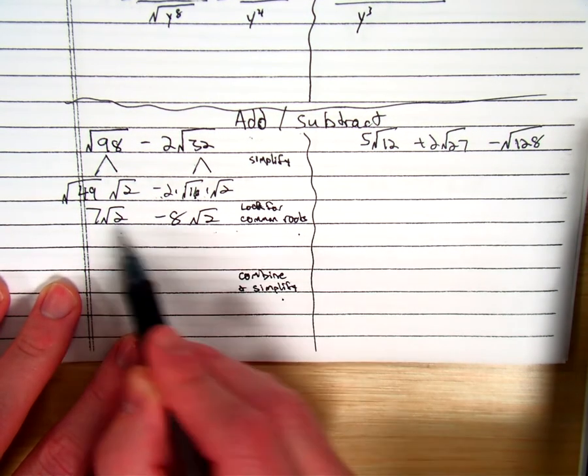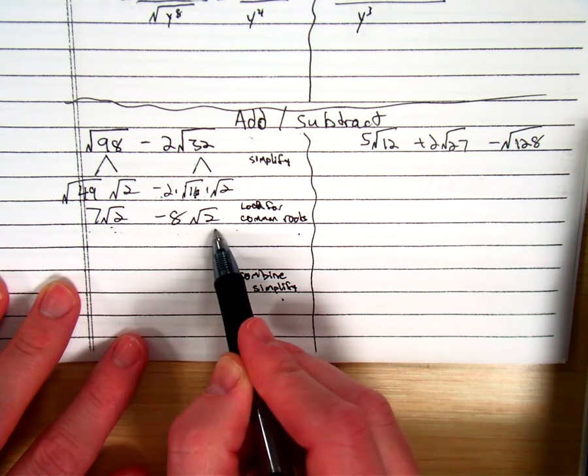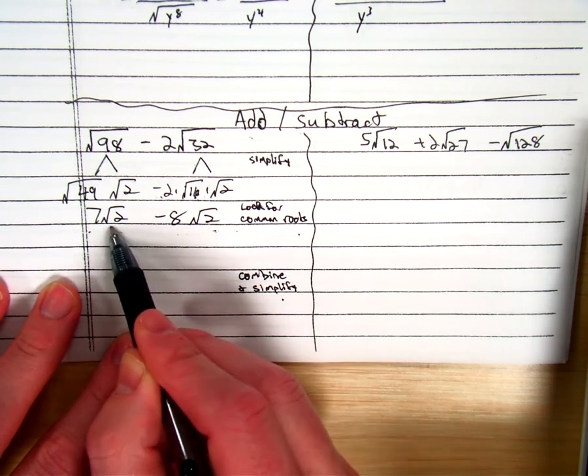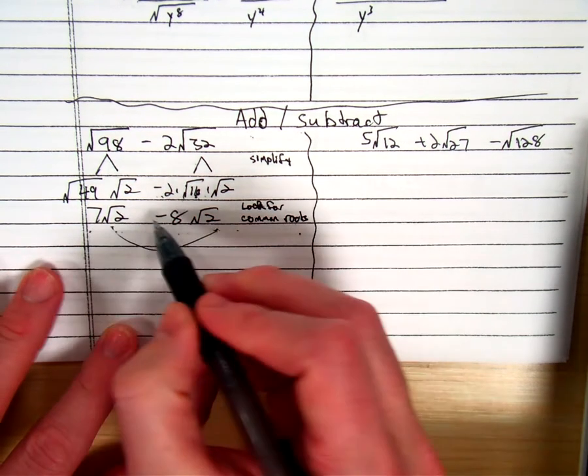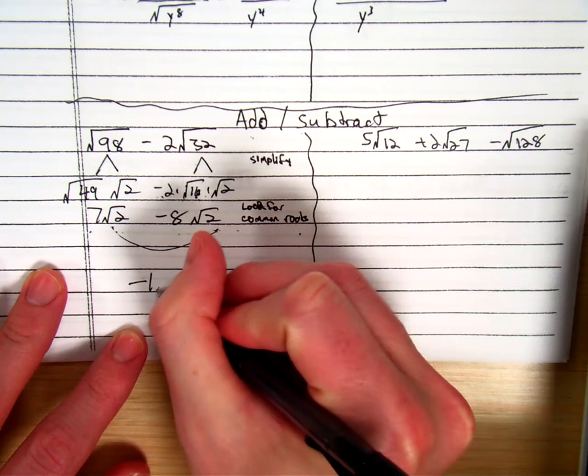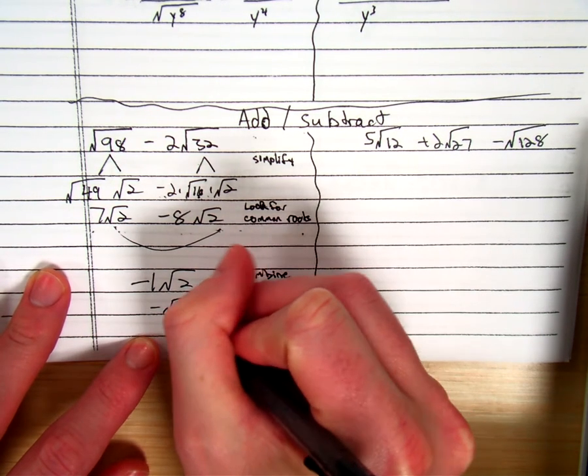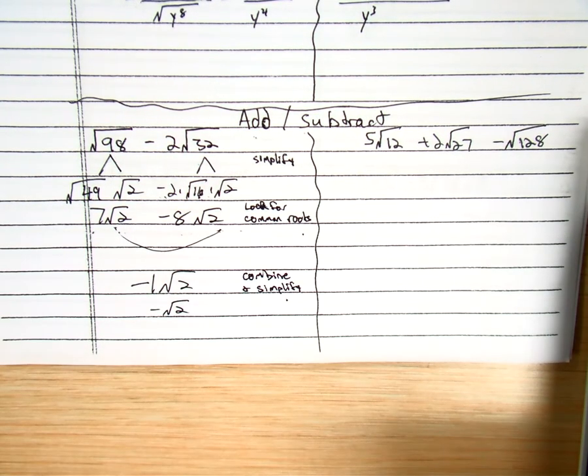Okay, these are both radical 2's. 7 radical 2 minus 8 radical 2. This is like 7x minus 8x. I can put those together. 7 minus 8 for a negative 1 radical 2, or just negative radical 2.